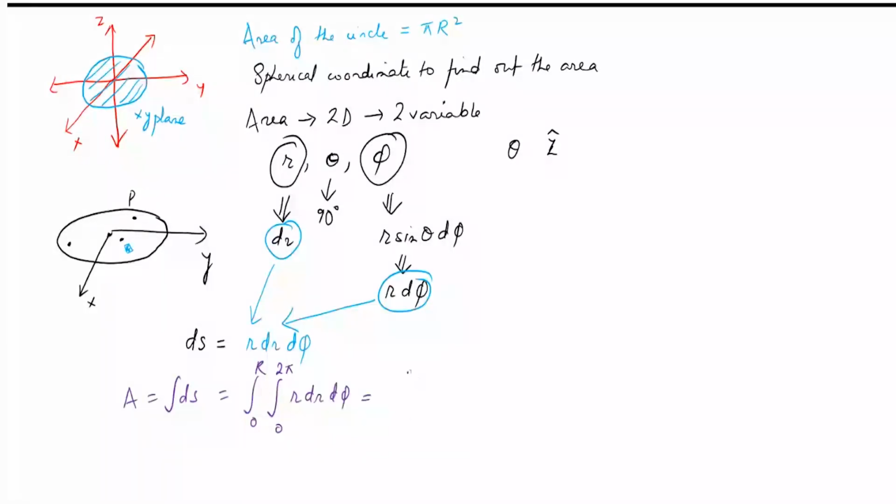If you integrate this, for r you will get r squared by 2, and for phi you will get 2 pi. If you cancel it out, you will get pi r squared. Fine. Have you understood this? Yes, sir. Okay, so this is the approach.